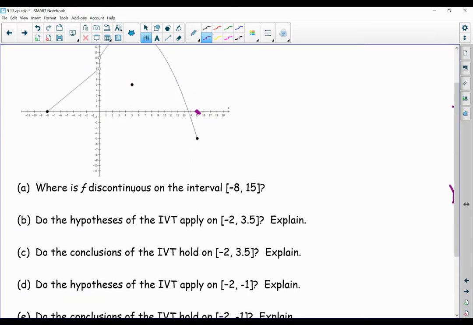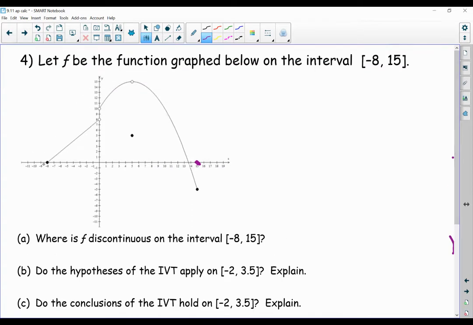So where is f discontinuous on the interval from -8 to 15? So where are the discontinuities? At x equals 0, what condition does it fail? There's no point there. And at x equals 5, what condition does it fail? It does have a point there. It does have a limit there, but they are not the same. So it fails the third condition.